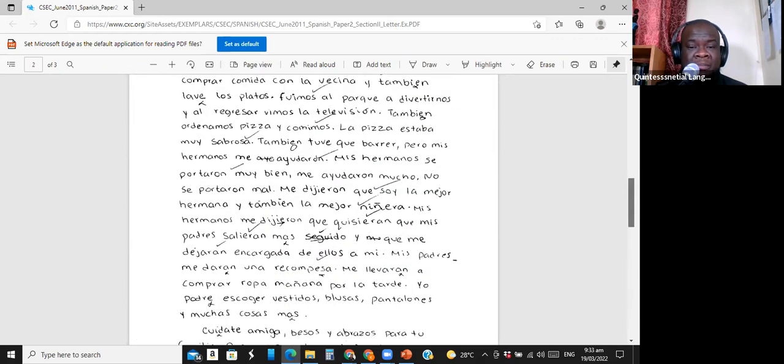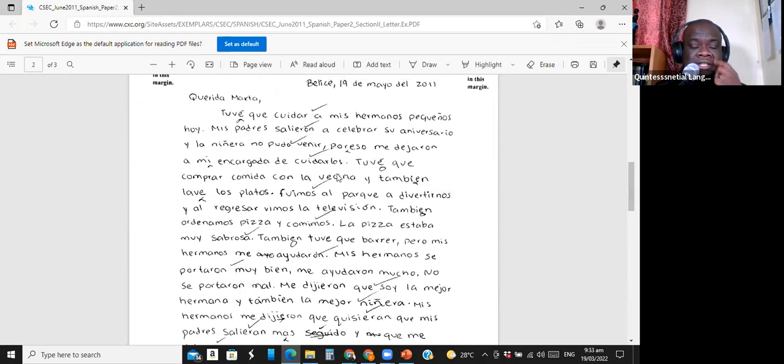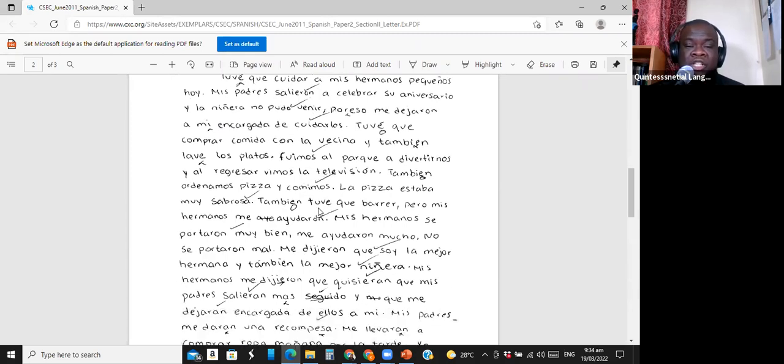But they use a lot of complex structures, right? Tengo que, to express obligation. Tener que, followed by the verb in the infinitive. Tuve que cuidar a mis hermanos pequeños. This should be menores. Mis padres salieron a celebrar su aniversario y la niñera no pudo venir. Por eso, should have a space, me dejaron a mí, accent, encargada de cuidarlos. They left me in charge of taking care of them. Tuve que comprar comida con la vecina y también lavé los platos, accents missing. I had to buy food with the neighbor and also wash the dishes.